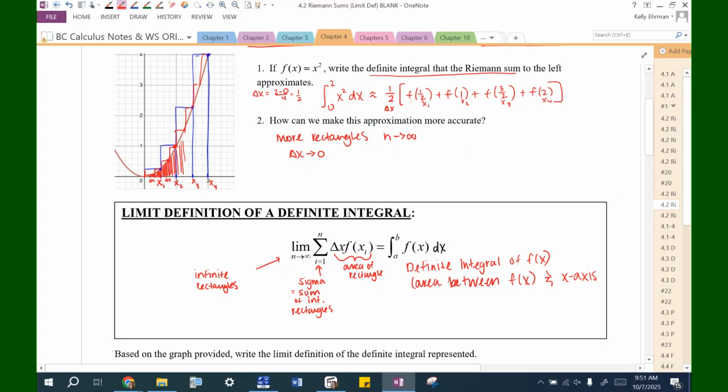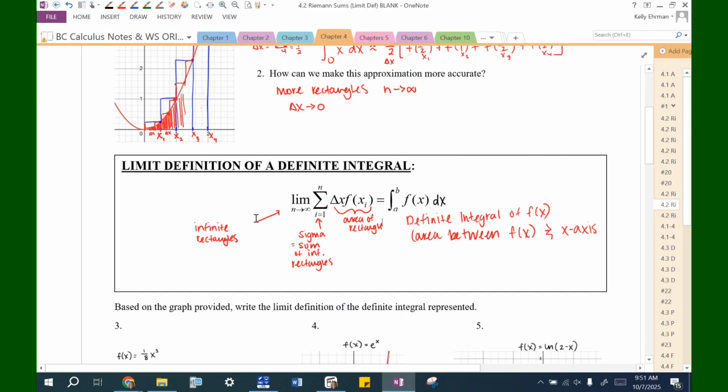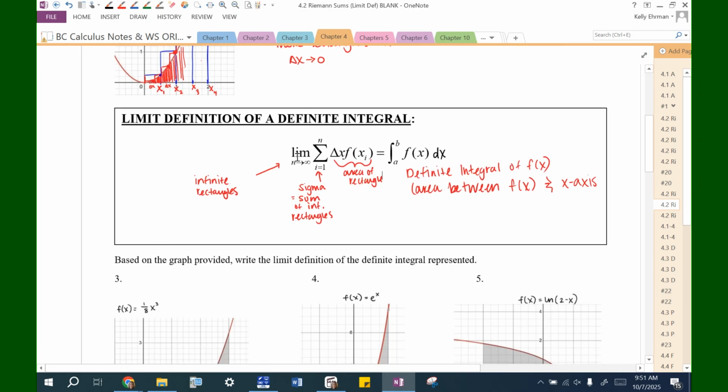Okay, so what are we doing with this? What are we going to have to do for the AP test? If you really could have infinitely many rectangles, then this limit is exactly equal to, it's no longer an approximation, it's exactly equal to this definite integral. We're not going to have to, to my knowledge, evaluate the limit, but we will need to be able to set it up or take a look at a limit setup and equate it to what definite integral it's being set up for.